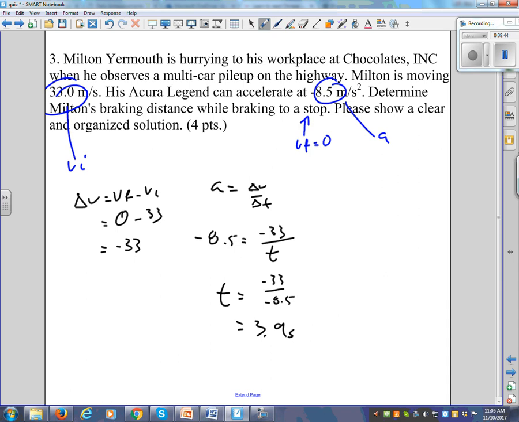Now, can I plug that right into V bar equals D over T? And the answer is no, because I don't have V bar. I don't have the average. The only way you can come up with distance is to know the average. So you need V bar equals VI plus VF over 2. The initial is 33. The final is 0. And so the average there is 16.5. Half of 33.